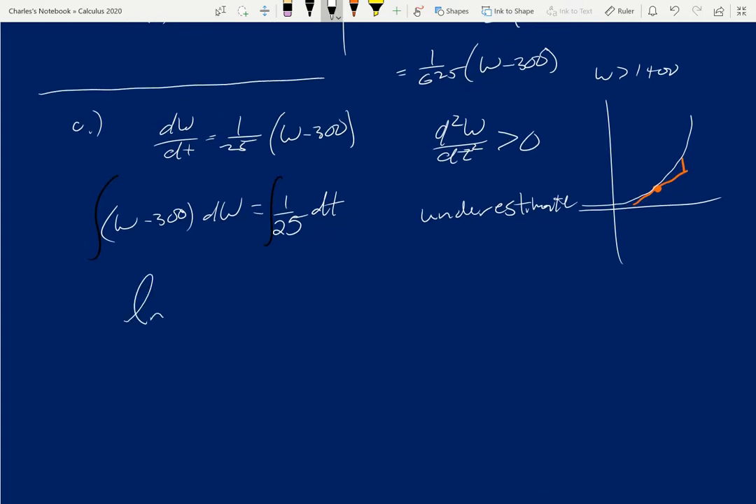Then I can take the integral of both sides. And now I'm going to get the natural log. Well, technically it's the natural log of the absolute value of W minus 300, but this is a convenient case where, because we know that W is always going to be bigger than 300, we can ignore those absolute value signs. And it just gets a little bit easier. And I'm sorry, I'm missing an important part, which is plus C.